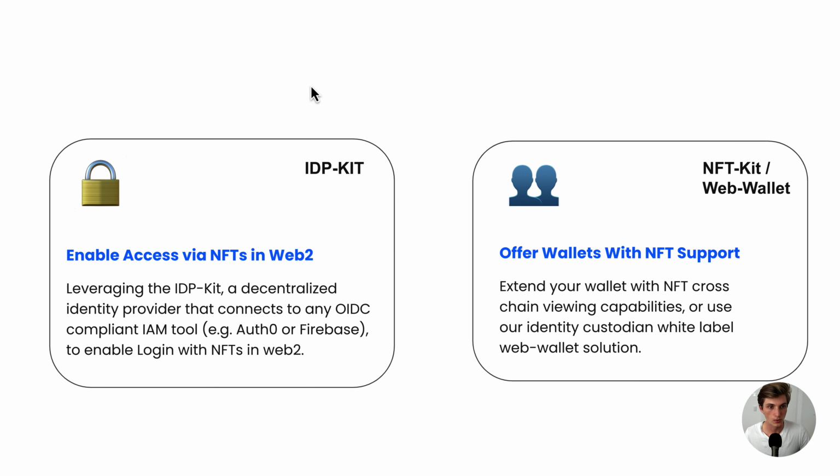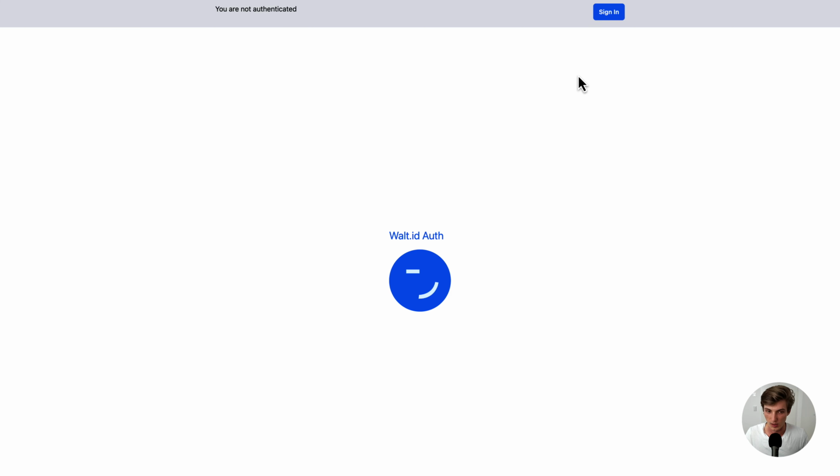Cool, so let's now go over to the Walt.id IDP-Kit and see how we can enable access via NFTs in Web 2. So here we now have our IDP-Kit, or better said, a frontend which uses an authentication provider that is OIDC compliant. And then we hooked up the IDP-Kit to that authentication provider. So that's a Next.js app using NextAuth, and NextAuth builds on top of the OIDC standards. And so we created a custom provider which then connects to the IDP-Kit. No matter what kind of application you're building, as long as the authentication tool you're using is built on top of OIDC, you can use the IDP-Kit as authentication tool.